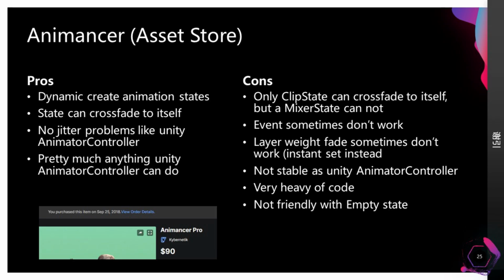But there are still some cons. You cannot crossfade a mixer state to itself. The event system and layer weight fading sometimes fail to work, which means you have to have your own workarounds. And it's not as stable as Unity's animator controller, it doesn't support empty states, and it requires you to write a lot of code. So I've already switched back to Unity's animator controller since Unity 2020. Well, Animancer is still an option if you're interested.